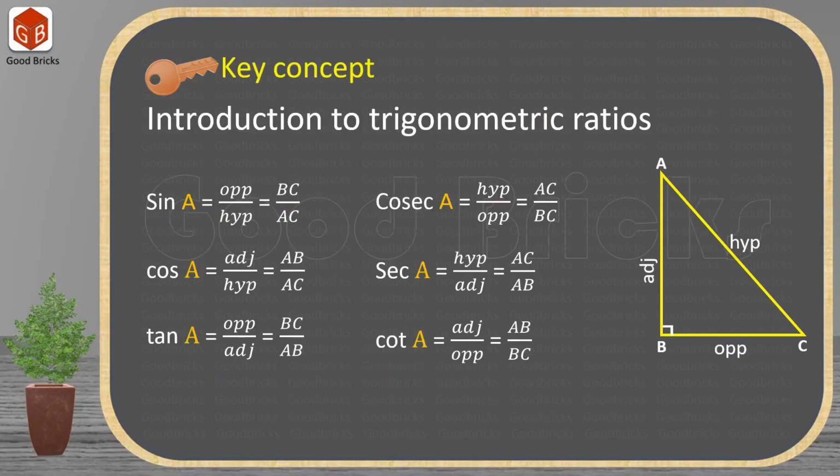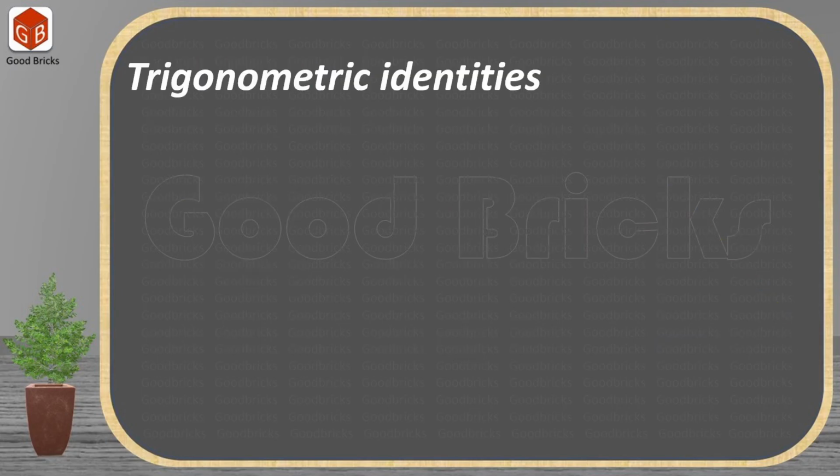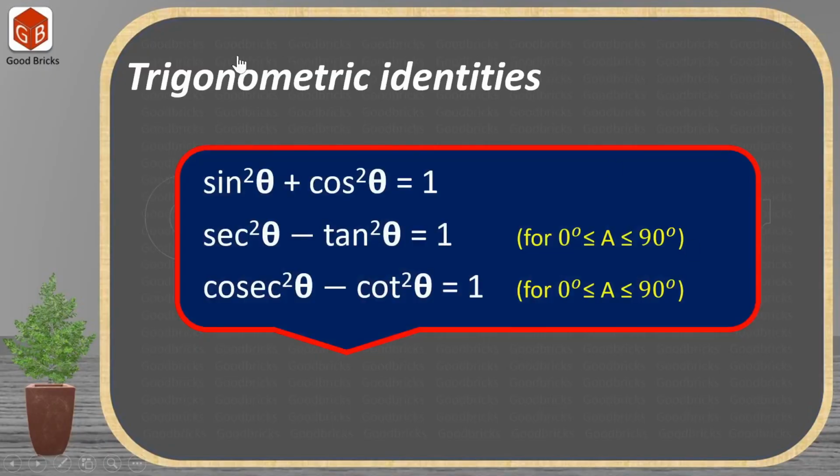So till now we have solved 2 problems. Why? To make perfection in our first key concept. What is that? Introduction to trigonometric ratios. So that is the main aim of solving these first two problems. Now let us solve some problems on our third key concept. What is that? Trigonometric identities.